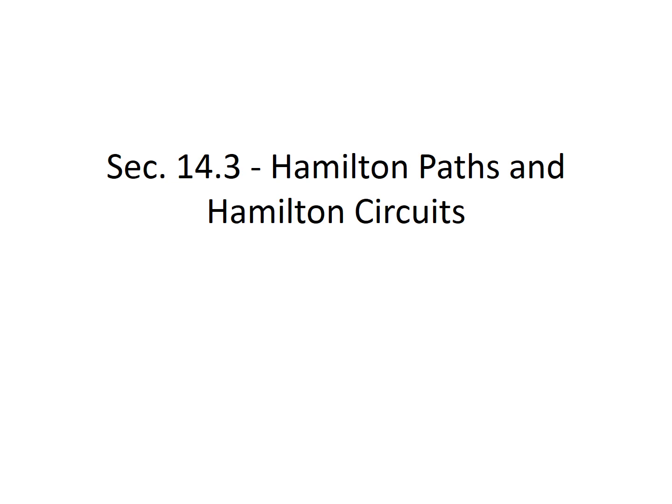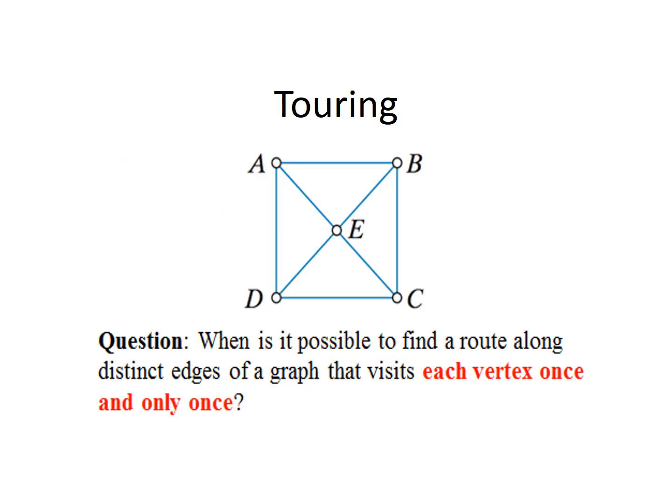can we trace the graph crossing each edge exactly one time? And with Hamilton, we will look at vertices. So question here, when is it possible to find a route along distinct edges of a graph that visits each vertex exactly once? And so if we do that, that is going to be either a Hamilton path or circuit. So instead of tracing each edge, we're going to want to go around and hit each vertex exactly once. And if it was a circuit, of course, we would close it.